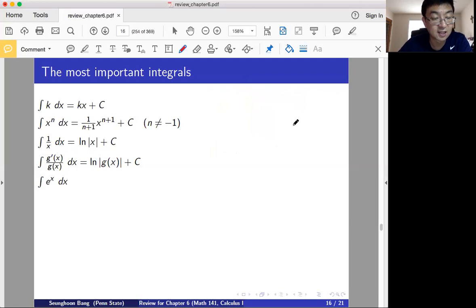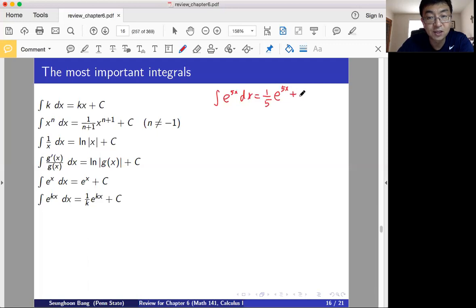The integral of e to the x dx is e to the x plus c. What is the integral of e to the kx dx? Do you know the answer? Could you write your answer? You're right, e to the kx over k. So one example is the integral of e to the 5x dx; the answer is 1 over 5 e to the 5x plus c. So really be careful.